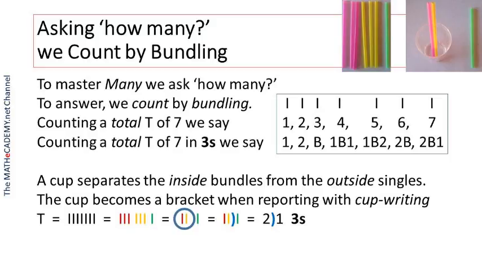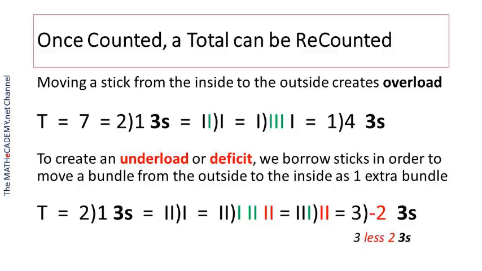The cup becomes a bracket when using cup writing to report that a total of 7 ones can be counted as 2 3s and 1, or as 2 bracket 1, 3s. Once counted, a total can be recounted. Moving a stick from the inside to the outside creates an overload. Thus a total of 2 bracket 1, 3s, can be recounted as 1 bracket 4, 3s.